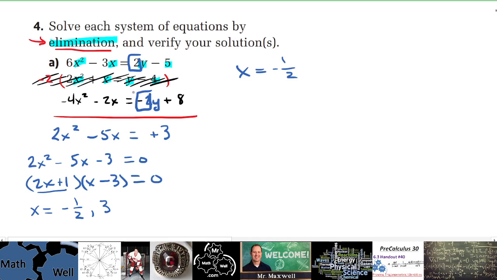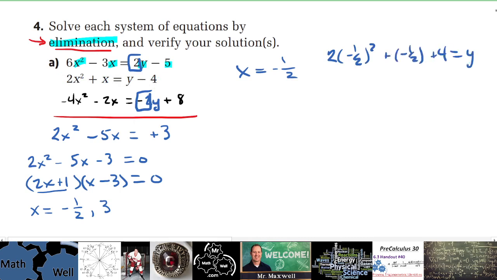I always like it, because you make fewer mistakes if you add than if you subtract with the negatives and stuff. It can be tricky. Okay, so if x is -1/2, let's find out what y is going to be then. You can pick either one of these. I'm going to go with maybe this one here: 2 times (-1/2) squared plus -1/2, and then +4 would equal y. So what's that? 2 times 1/4, that's 1/2, minus 1/2, plus 4 equals y. Well, that's 0, so it looks like y equals 4.